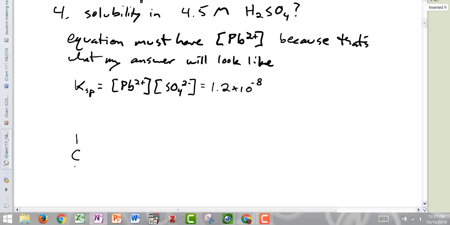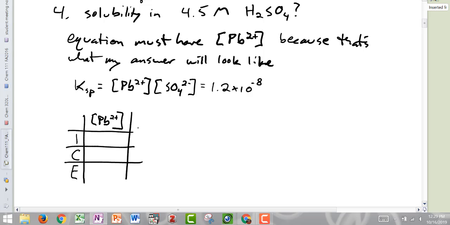What chemicals do I put in my ice table? Whichever ones are in products over reactants. How much lead in 4.5 molar sulfuric acid? None. How much sulfate in 4.5 molar sulfate? Yeah, 4.5.